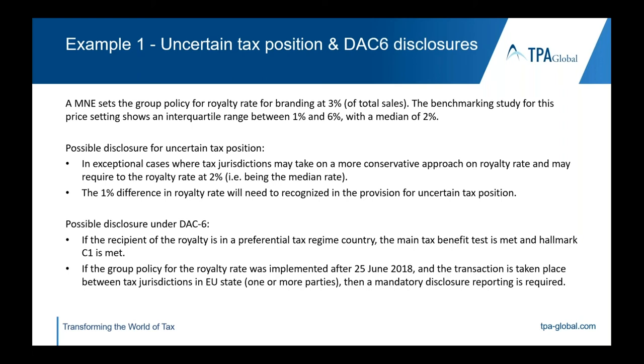So for this set of tax scenario here, would you need to make a disclosure under DAC-6? That would be the case if the recipient of the royalty is in a preferential tax regime country. And if that is the case, then the main tax benefit test would be met. And if you remember the hallmarks from the earlier explanation, hallmark C1 would be met, which is making payments to a related party where the payment benefits from a preferential tax regime. And especially if, in this case, the group policy for the royalty rate would have had to be implemented after 25 June 2018 for the DAC-6 initiative to apply. And of course, the transaction would have had to take place between tax jurisdictions in the EU. Then mandatory disclosure reporting is required.